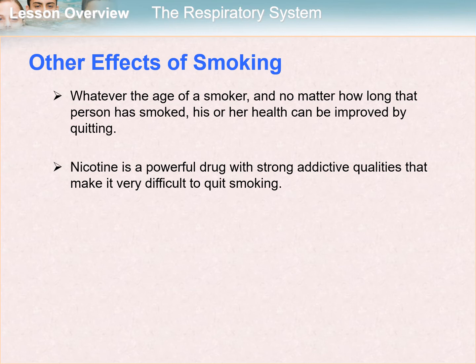So nicotine is a powerful drug, and we all know it's very addictive. It makes it very difficult to quit smoking. So the best solution is not to start smoking.